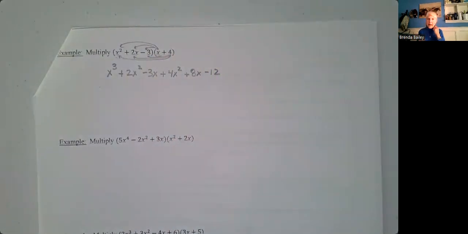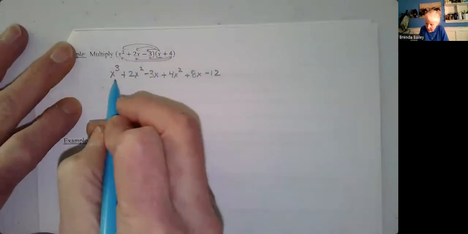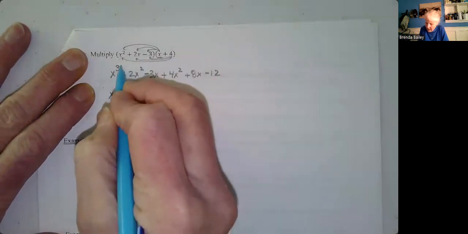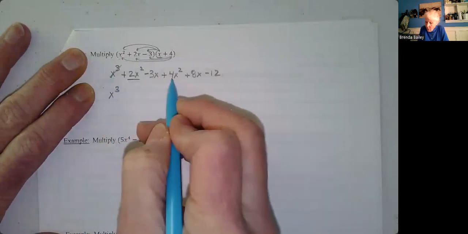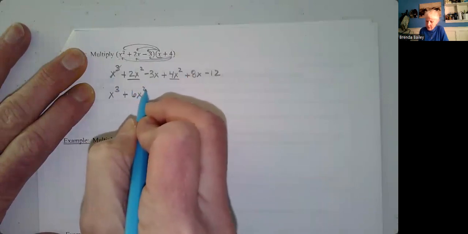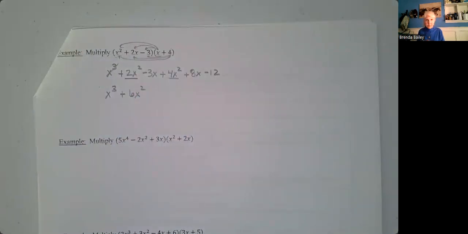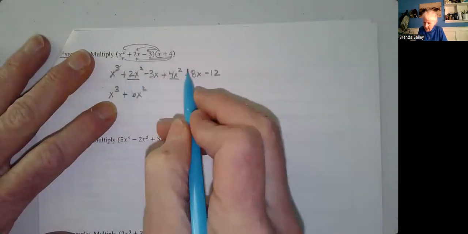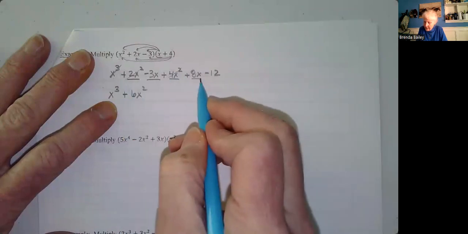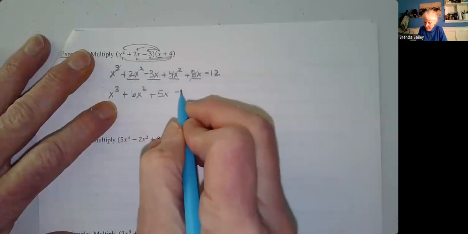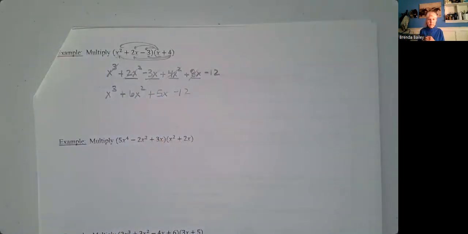Don't stop here. You're going to have to see if there's any like terms you can combine, and it does look like we have some. We have an x cubed by itself, no other x cubes. A 2x squared and a 4x squared is a 6x squared when you combine like terms. And then we have a negative 3x, we took care of those, a negative 3x and an 8x is 5x minus 12. Now you're done. Now you'll get full credit.